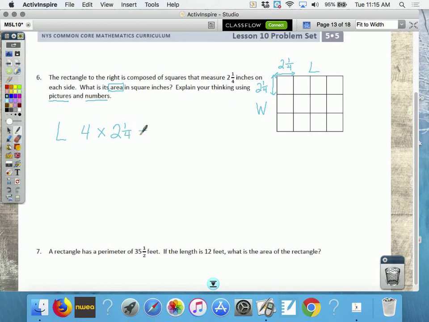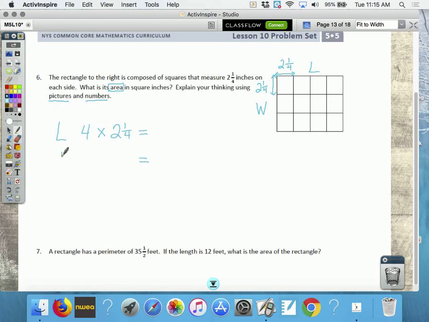And I want you to do equals, equals. Trust me on this. Okay? All right. So what this actually means, are you with me? Then where should your eyes be if you're with me? This really means 4 times 2 and 4 times 1/4.